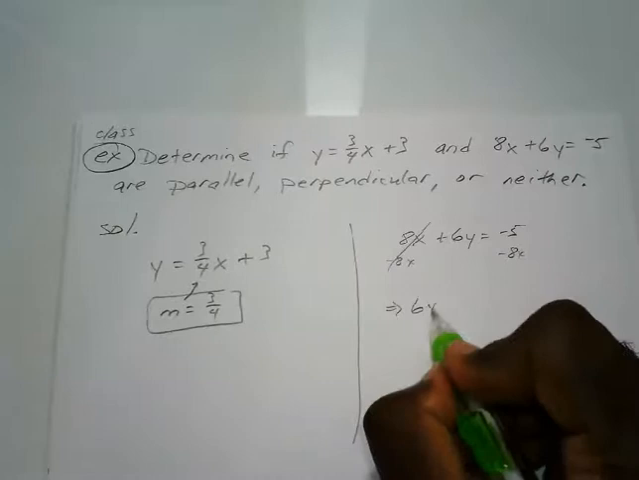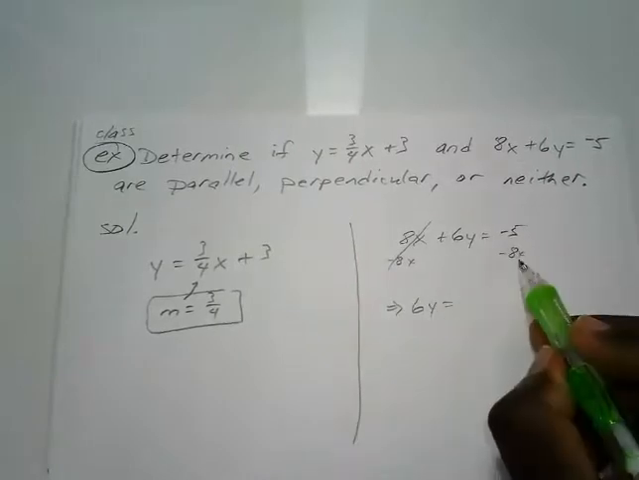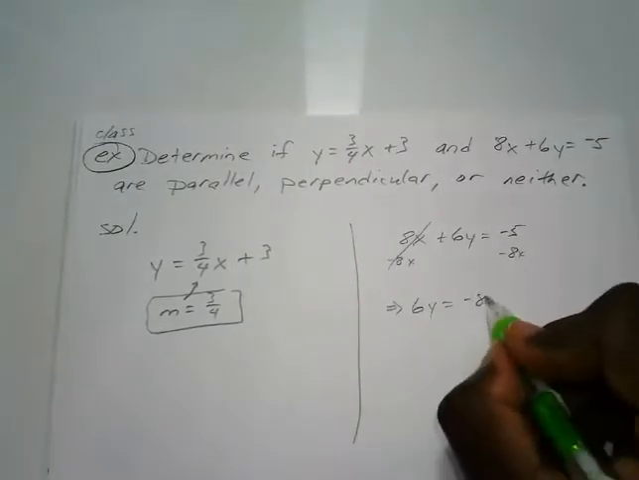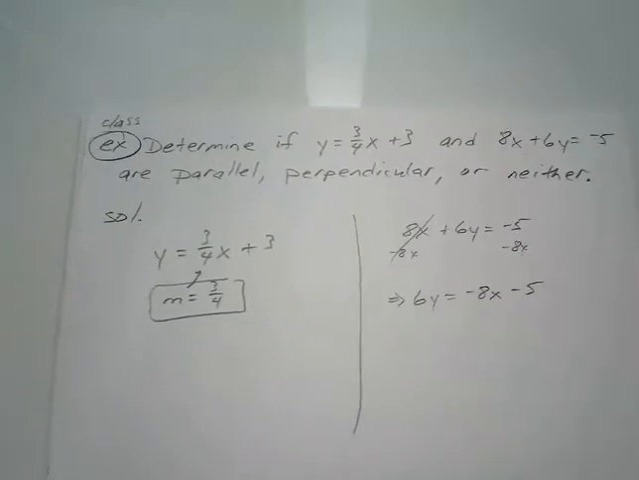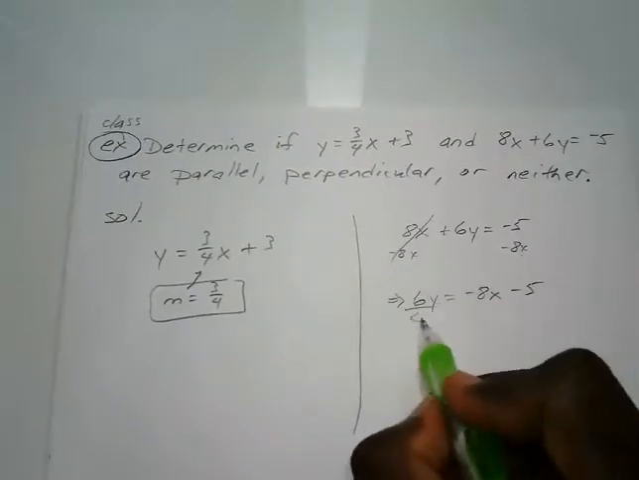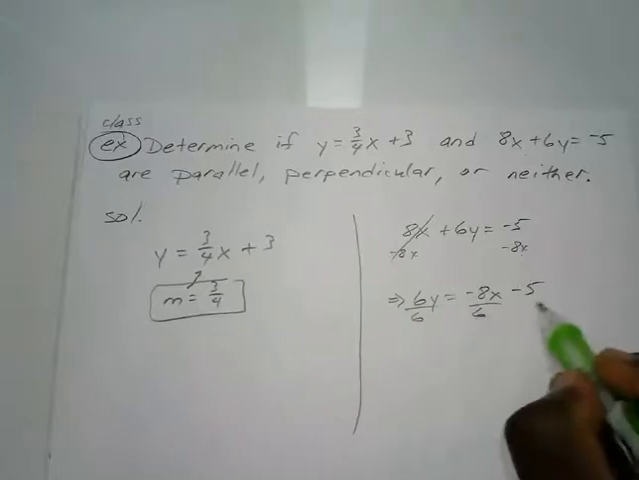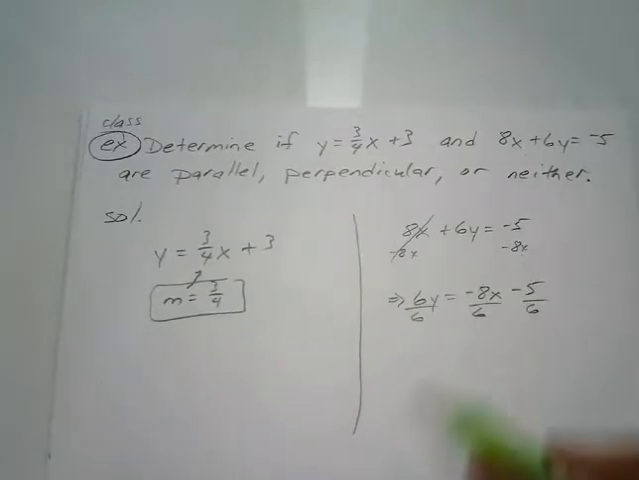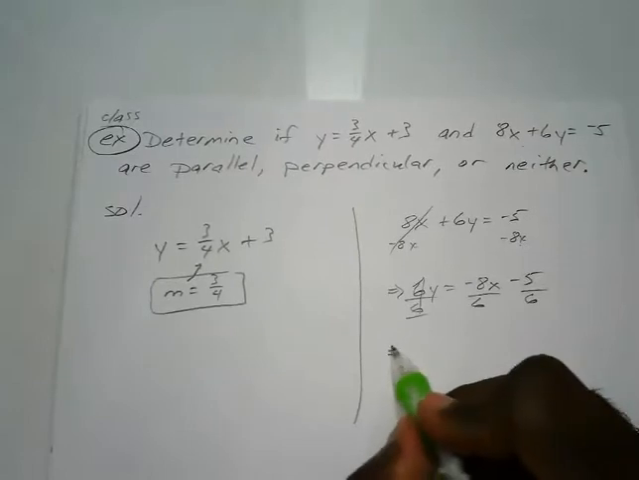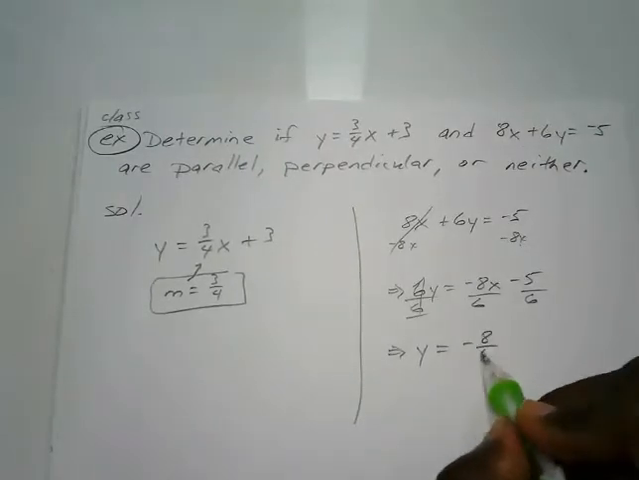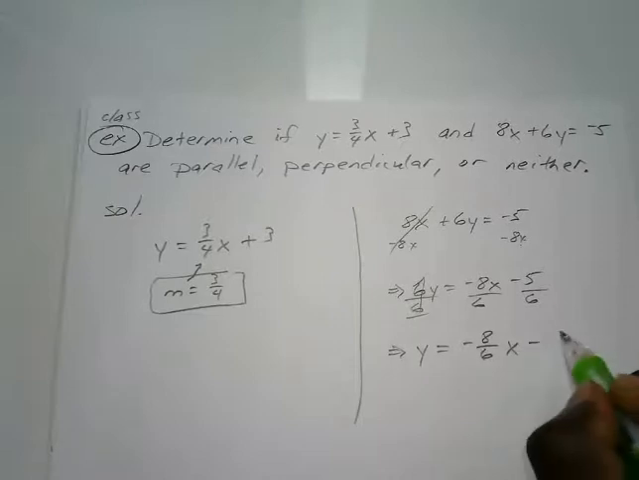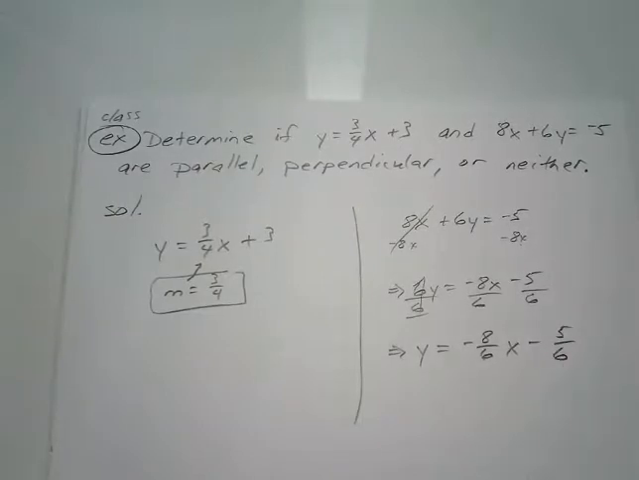So you have 6y equals, remember your x term goes first, so negative 8x minus 5. Now we're going to divide each term by 6. Anything divided by itself is 1. So we have y equals negative 8 over 6x minus 5 over 6.